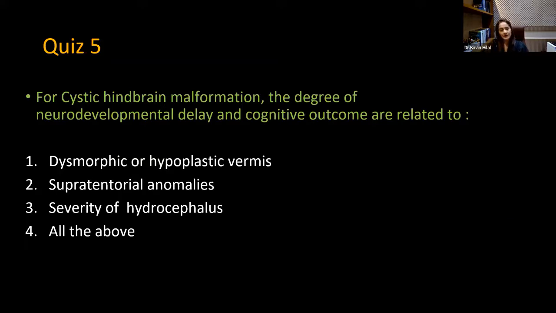So this is going to be the last academic question, though we have another quiz question. For the cystic hindbrain malformation, the degree of the neurodevelopmental delay and the cognitive outcome are related to which appearance? The dysmorphism of the hypoplastic vermis, the supratentorial anomaly, the severity of the hydrocephalus, or all of the above? What do you think? Let me know your answer.